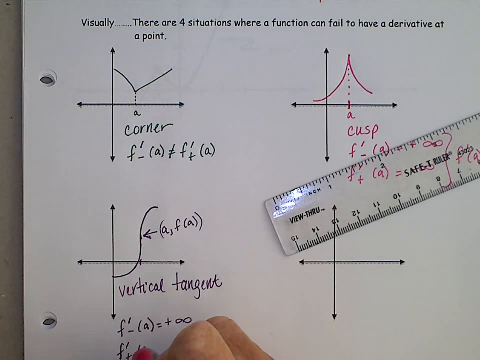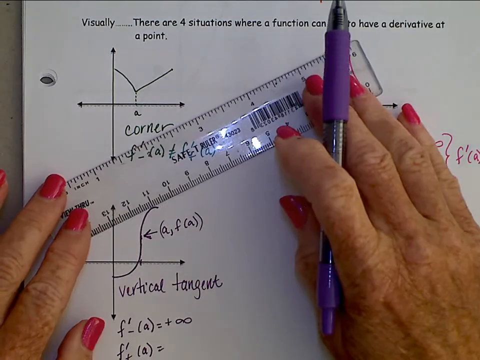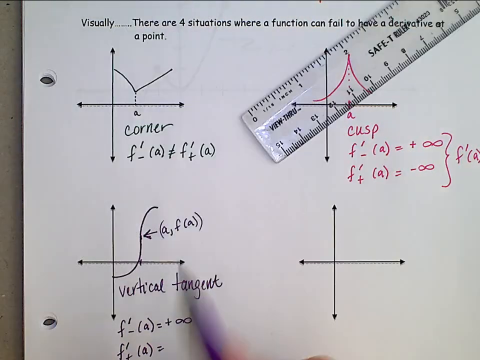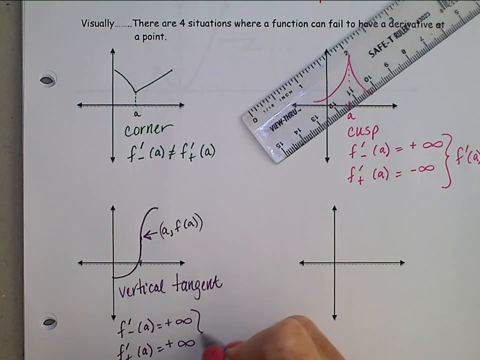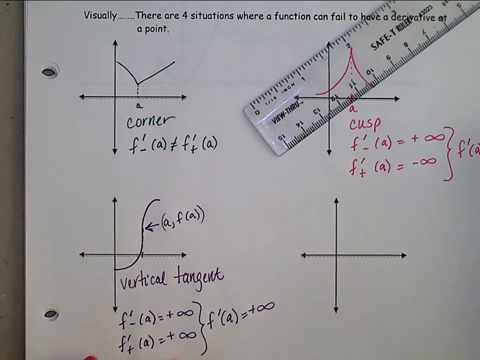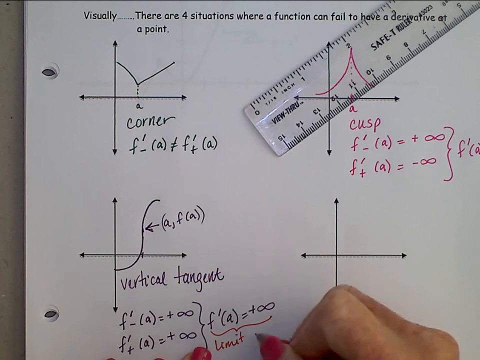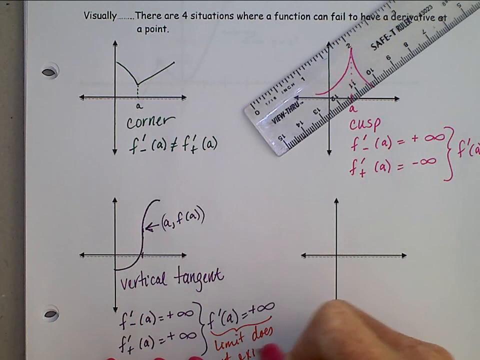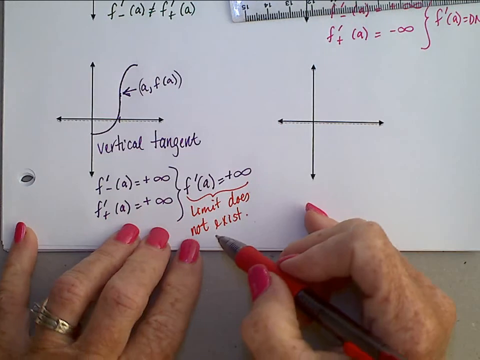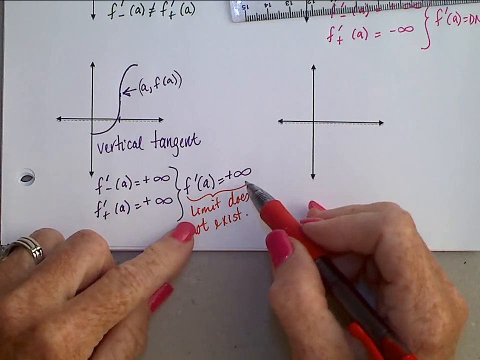F prime from the right side of A, small positive slope, but moving this way, moving from the right toward A. Those slopes are also getting bigger and bigger, more steep. So heading toward positive infinity. This tells us that f prime at A is positive infinity. Really, that means that this limit does not exist. And that goes back to when we were doing limits, that limit does not exist. We gave more information about it by saying that those values head toward positive infinity. So they increase without bound. There is no limit there.